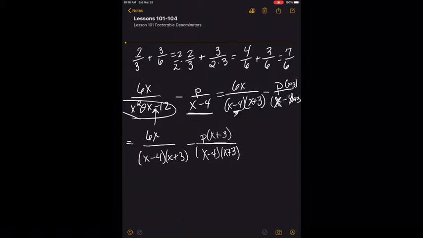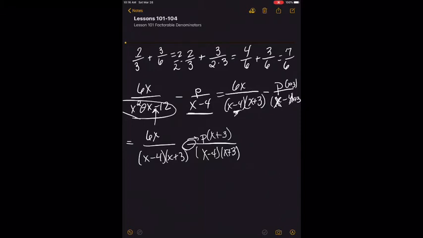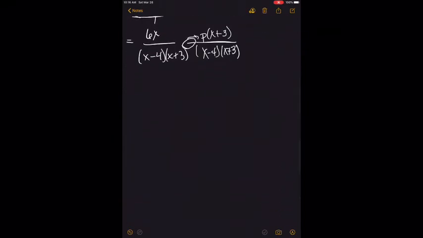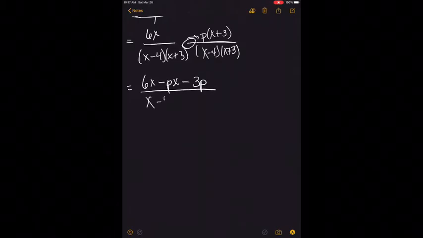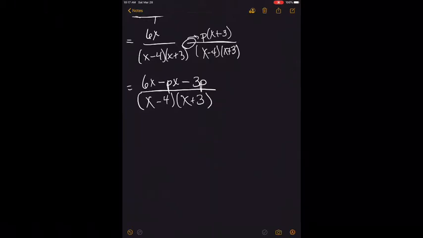Okay, so now we just need to distribute this negative p to the x plus 3. That's always the tricky part. You want to make sure that you distribute that negative sign. So I'm going to scroll up my screen here and combine them under one denominator now, because we can do that. 6x minus px minus 3p over x minus 4, x plus 3. And if you wanted to, you could FOIL that, but there's absolutely no reason to do that.